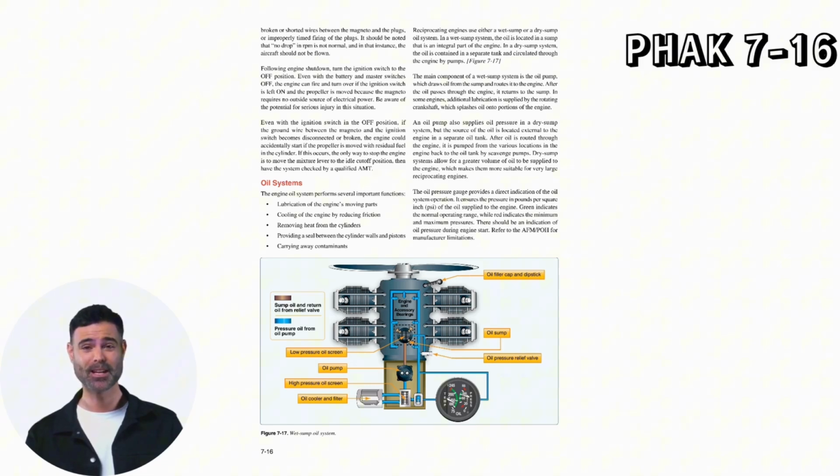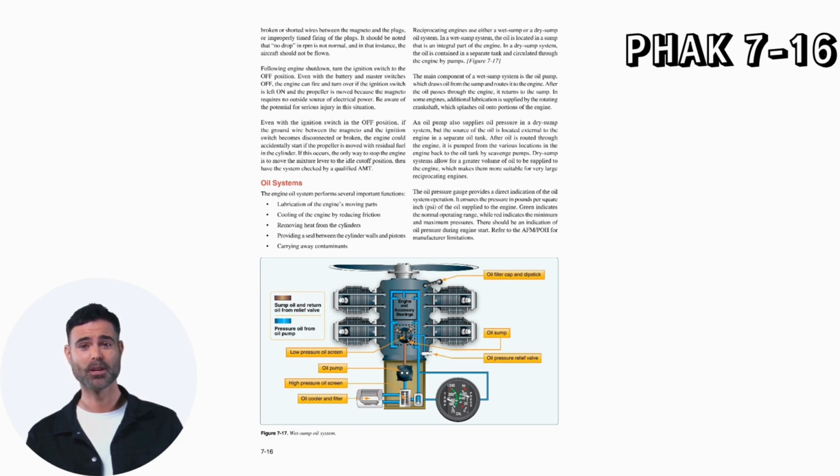Oil systems. The engine oil system performs several important functions: lubrication of the engine's moving parts, cooling of the engine by reducing friction, removing heat from the cylinders, providing a seal between the cylinder walls and pistons, and carrying away contaminants. Reciprocating engines use either a wet sump or a dry sump oil system. In a wet sump system, the oil is located in a sump that is an integral part of the engine. In a dry sump system, the oil is contained in a separate tank and circulated through the engine by pumps.